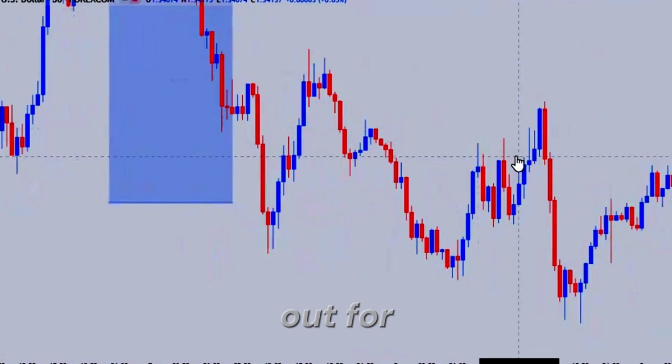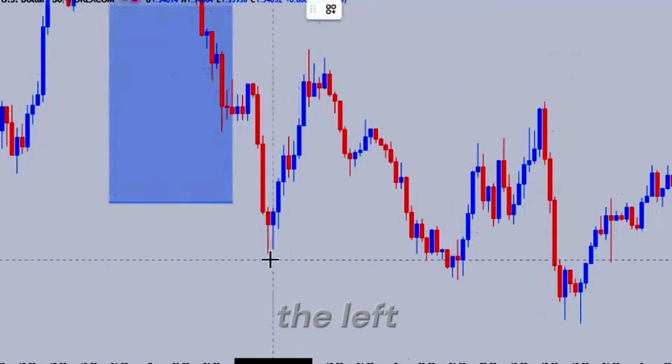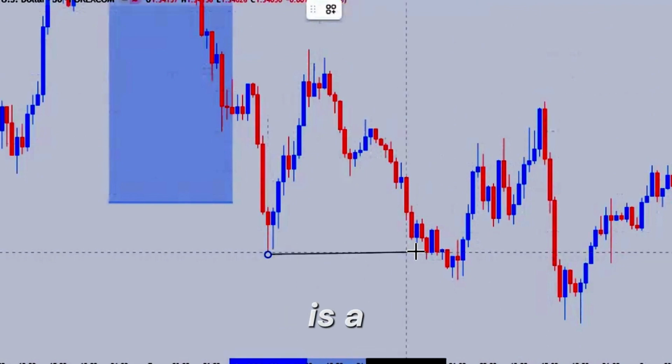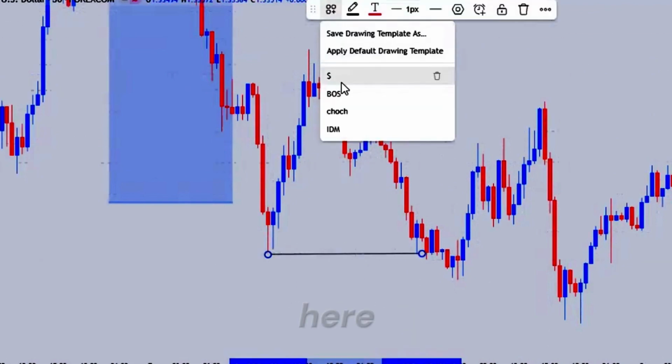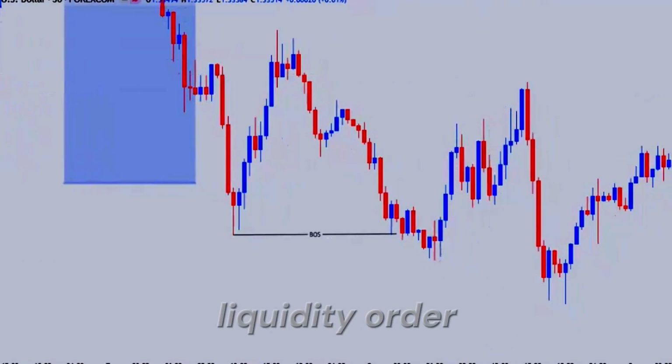The first time we looked out for the liquidity order block and also we combined it with a fair value gap. Here we saw that price pushed to the downside and broke structure to the left hand side. Okay, so this is a valid break of market structure right here. We understood that, right? So now let's mark out that liquidity order block.